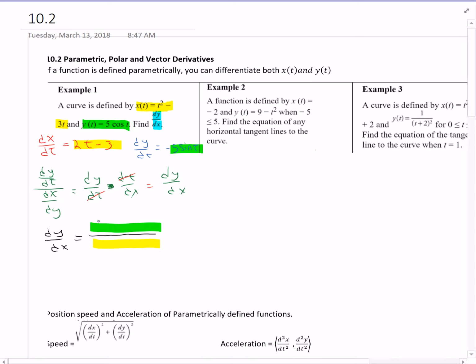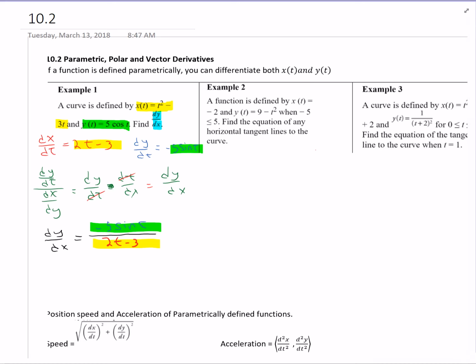So here we're going to have negative 5 sine t, and on the bottom we're going to have 2t minus 3. And that would be it. That is the derivative with respect to x, so we're done on that.